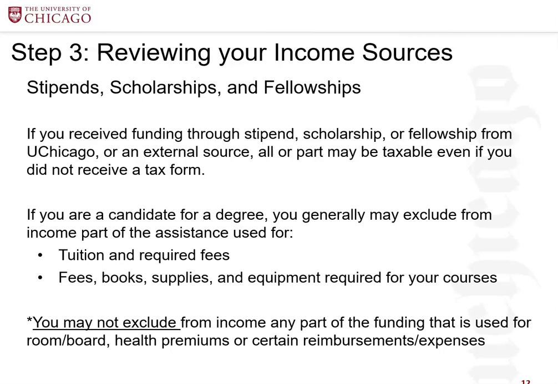But if you're a candidate for a degree, you can generally exclude from your income the part of the assistance that goes right toward your tuition and required fees, as well as book supplies and equipment required for your courses. But you may not exclude from income any part of the funding that's used for room and board, health insurance premiums, or other reimbursements and expenses.